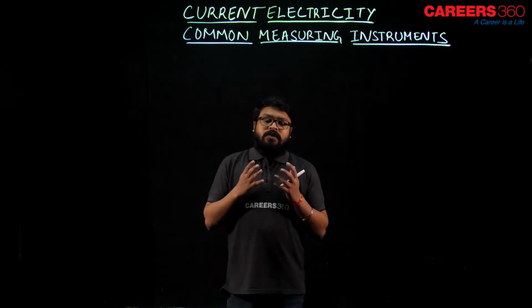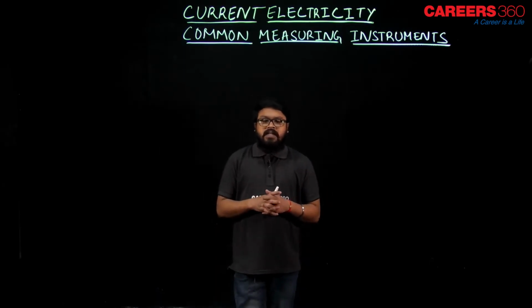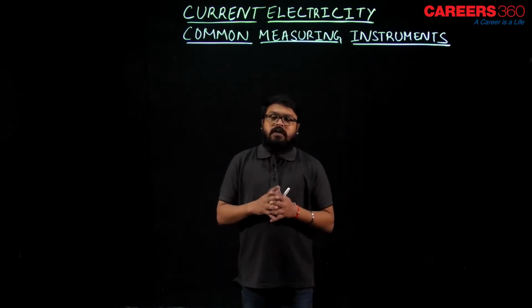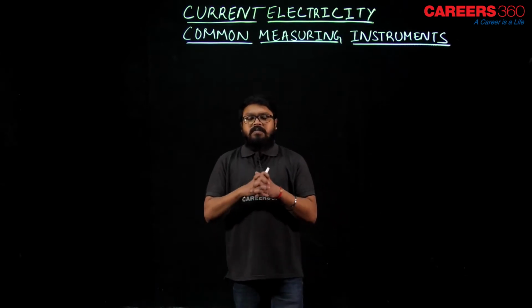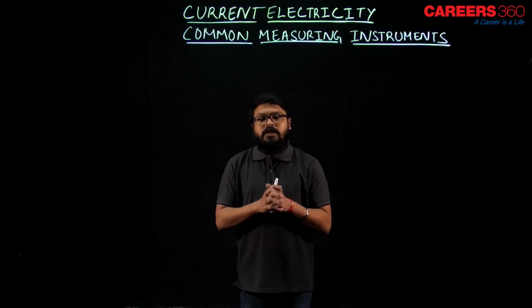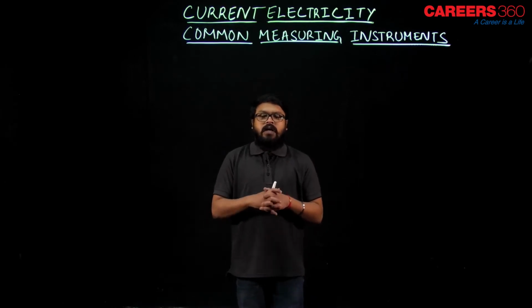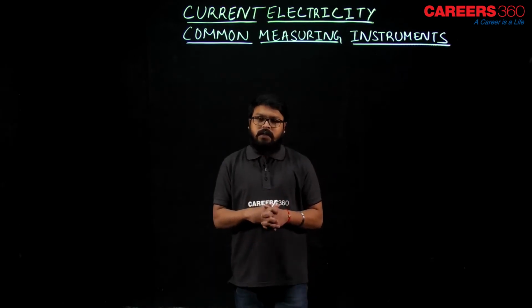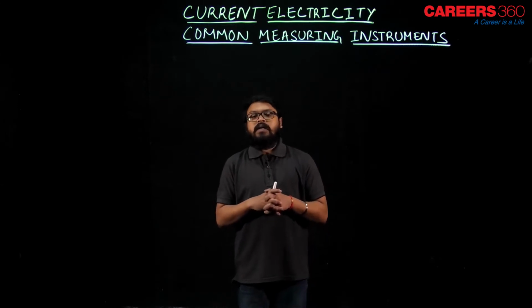So first of all, the two common measuring instruments are the ammeter and the voltmeter. The ammeter measures the current in the circuit, and the voltmeter measures the potential drop or potential difference across any element in the circuit. Now let's see how we do that.